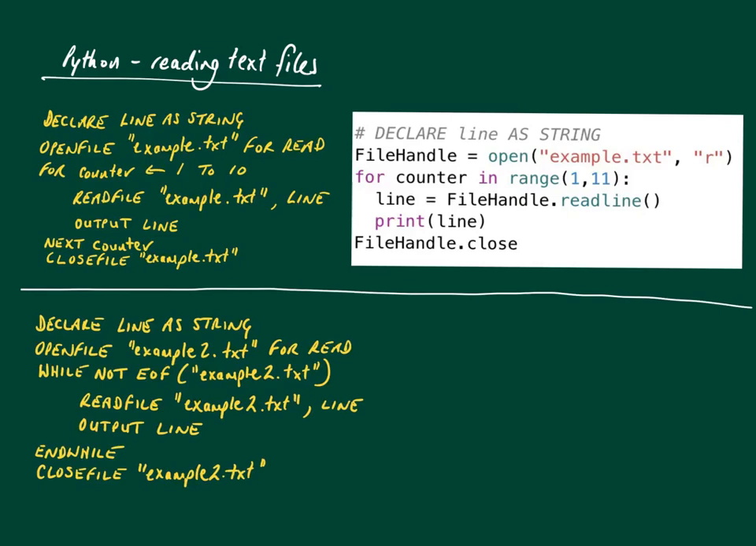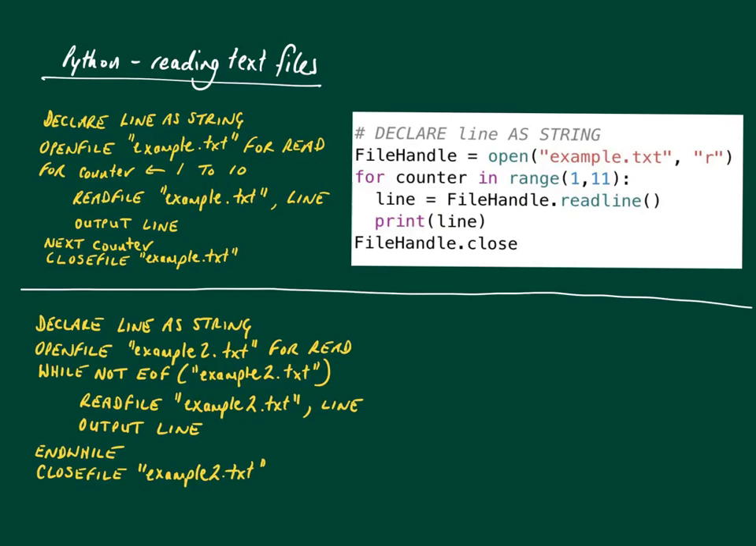So in this first example, we have declared line as a string as a comment, as you do with all variables in Python, and then we're opening the file example.txt for reading. So the R in the open function stands for read. And because we know that we want to loop 10 times, we're setting a counter to in the range of 1 to 11, because you always go 1 higher than the number you're looking for in counter. Okay, so it stops at 10. So it does 10 lines.